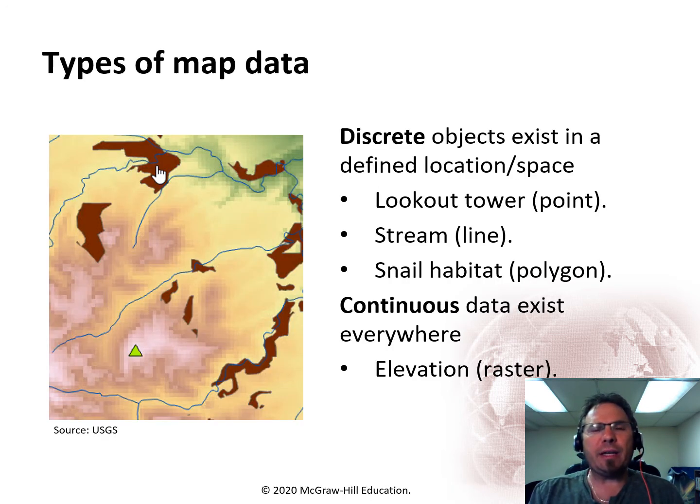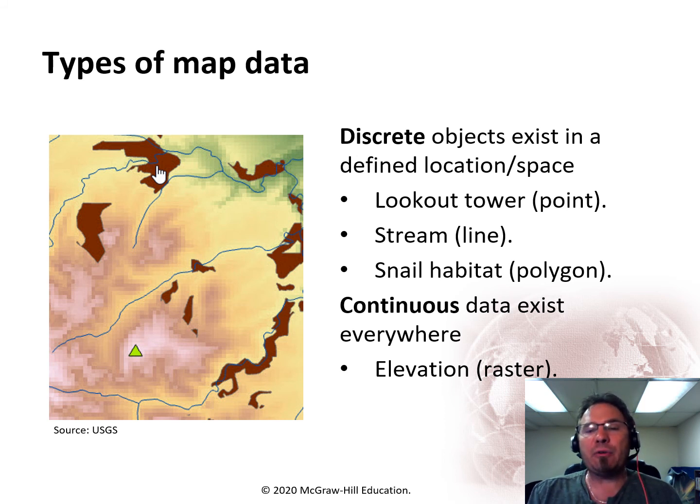So first thing we need to do is understand the different types of map data. Now these four types of map data are going to be used over and over again all semester long. So it's important that you start to wrap your head around how these concepts work. So what we want to do is look at the real world and understand what's being represented here and how is it being represented? And some of that is determined by the scale, which we'll talk about in a bit.